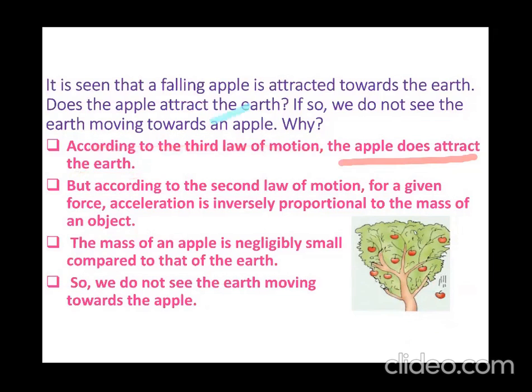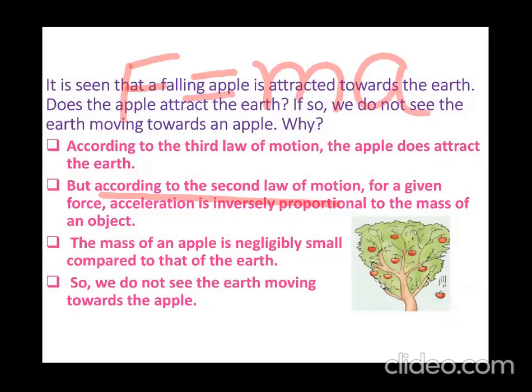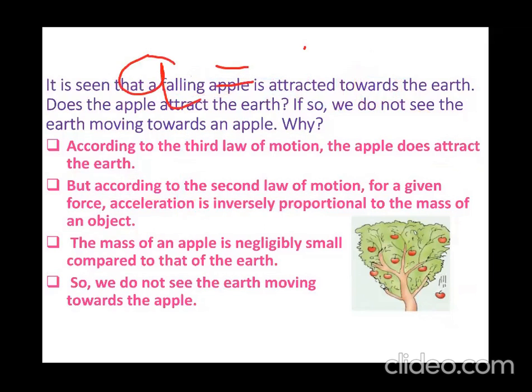Let's see. Here comes Newton's second law. Now, children, we all remember Newton's second law was F equals ma. F equals ma, that is ma. We know this, right? Now, in this equation F equals ma, if I make a the subject of the formula, then can I write a equals F upon m, right? Now, force is same. Apple जो force earth पे लगा रहा है and the force exerted by earth on apple is same. दोनों एक दूसरे पे equal force लगा रहे हैं. So this is constant. Force is constant. Right, children? Force is constant. Then what is different, children? Mass is different.